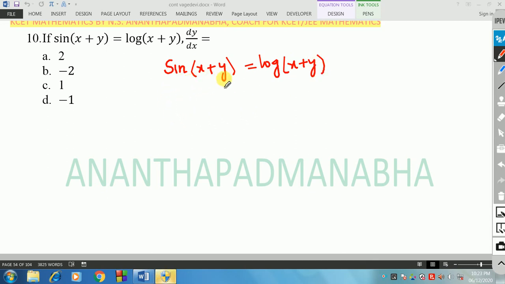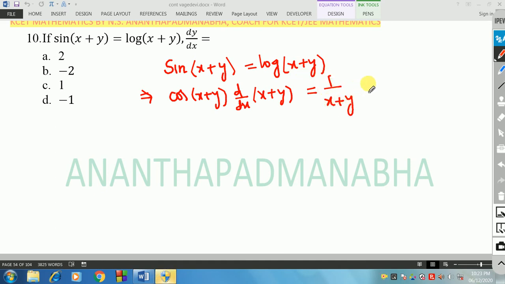Now we'll differentiate on both sides. We get the derivative of sin of x plus y is cos of x plus y into the derivative of x plus y. We are applying the chain rule; that is, I have to differentiate x plus y also. On the right hand side, the derivative of log of x plus y is 1 by x plus y into the derivative of x plus y. Here also we are applying the chain rule. Log something is 1 by something into d by dx of something.